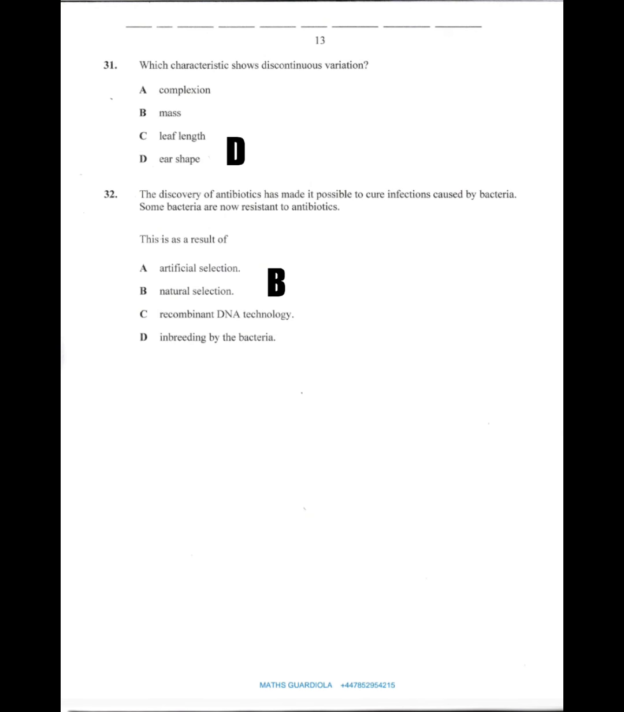Number 32. The discovery of antibiotics has made it possible to cure infections caused by bacteria. Some bacteria are now resistant to antibiotics. This is as a result of natural selection, which is B. Antibiotic resistance, its appearance and spread, have been classically considered as the result of the process of natural selection.